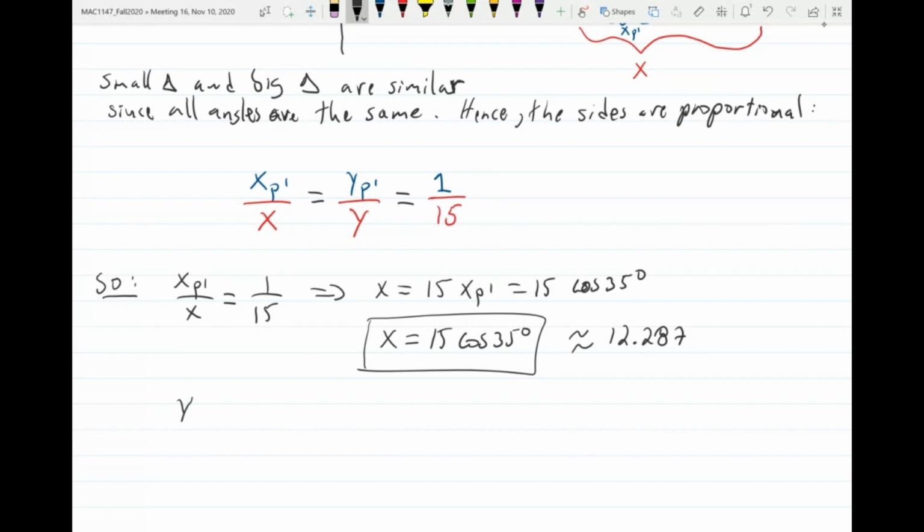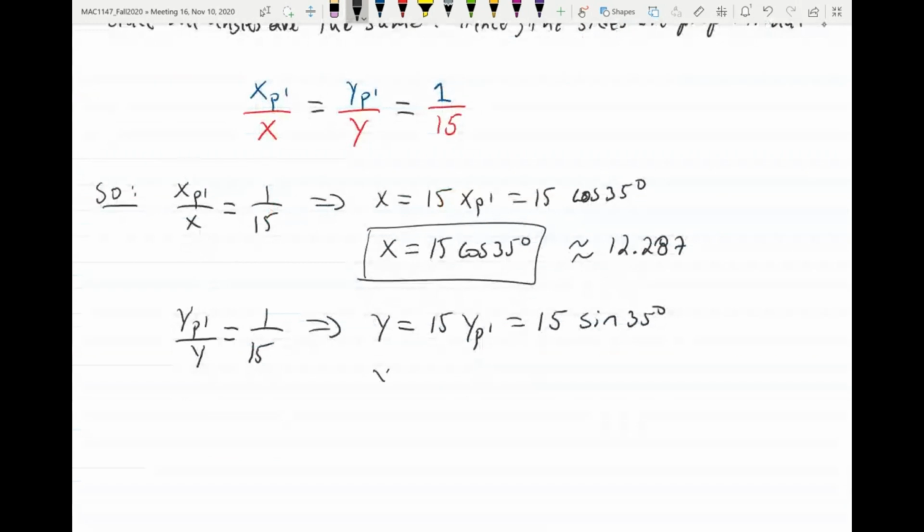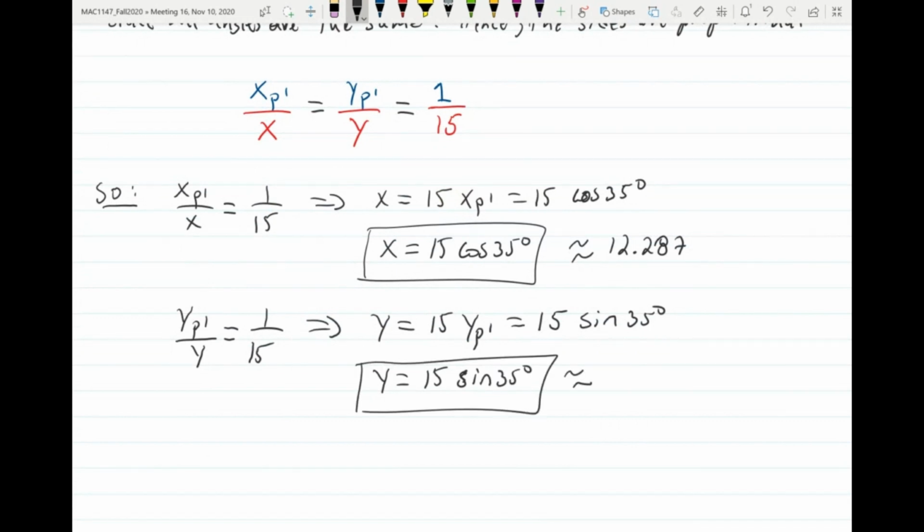So yp prime over y equals 1 over 15. So y is going to be 15 times yp prime. That's 15 times sine of 35, because yp prime is given by the sine. So that's the exact answer. If you want an approximation, then you calculate sine of 35 times 15. All right, questions? Decimal places, so we get 8.604. Questions on this?